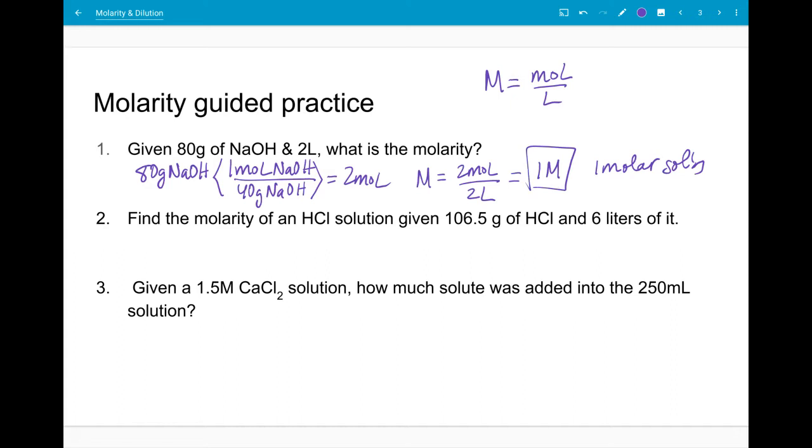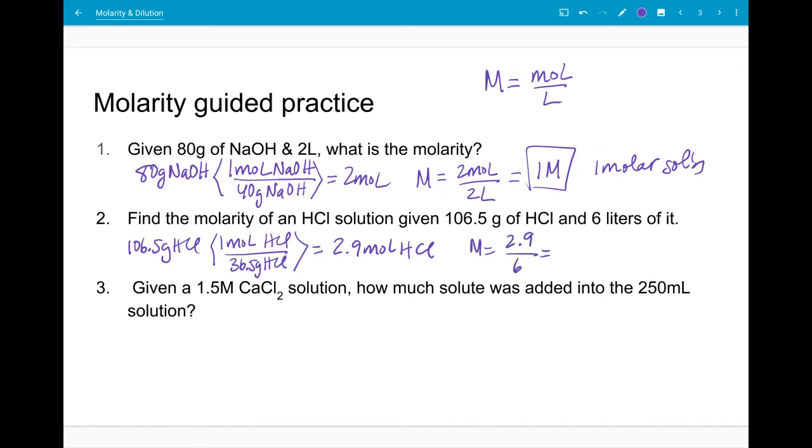Okay, the next question. Find the molarity of an HCl solution given 106.5 grams of HCl and 6 liters. So we take 106.5 grams HCl. We're going to convert that to moles using our conversion from the periodic table. I found that to be 2.9 moles of HCl. And then molarity is going to be equal to 2.9 divided by 6. So it's about 0.49 molar.